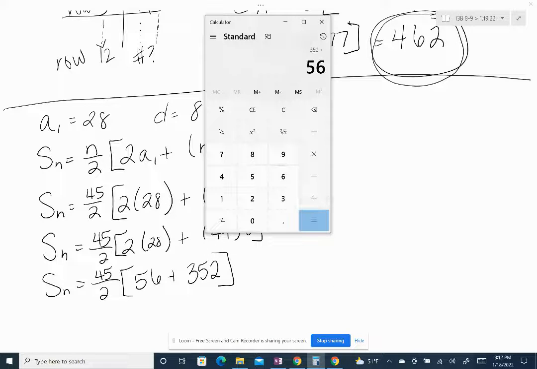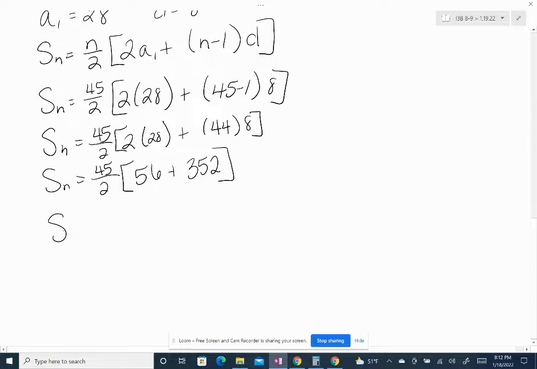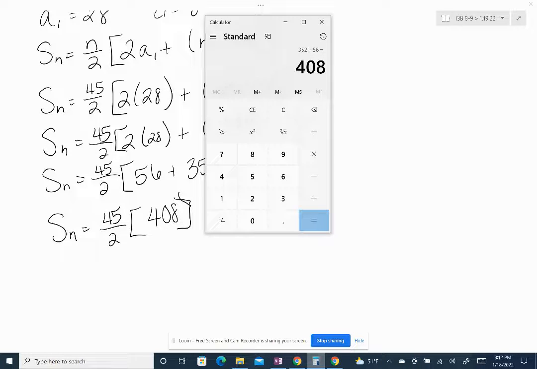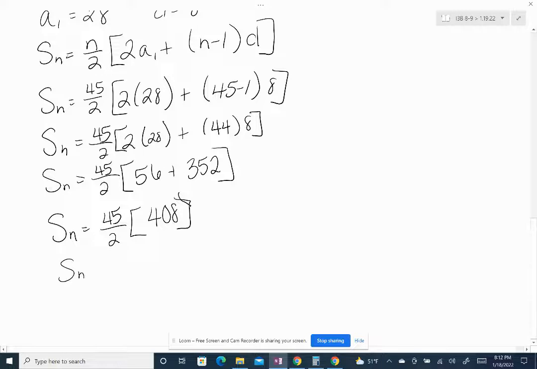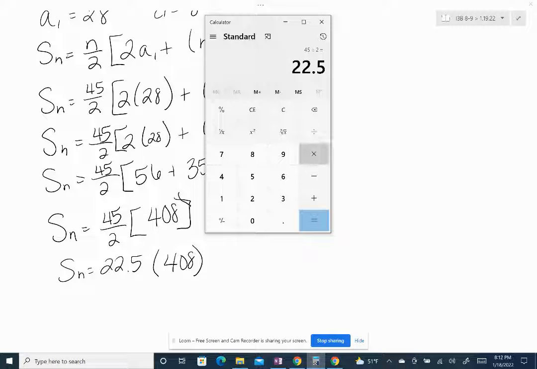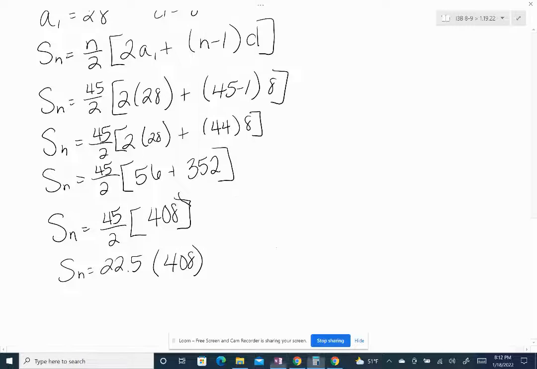Okay, now we're going to solve for the rest of the parentheses or the bracket. Add 56 to get 408. Okay, and now we can just multiply it all together. So 45 divided by 2 times 408 gives me 9,180.